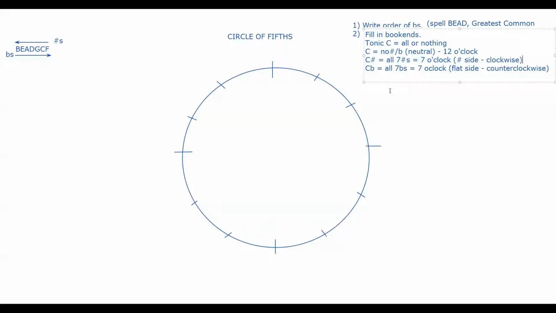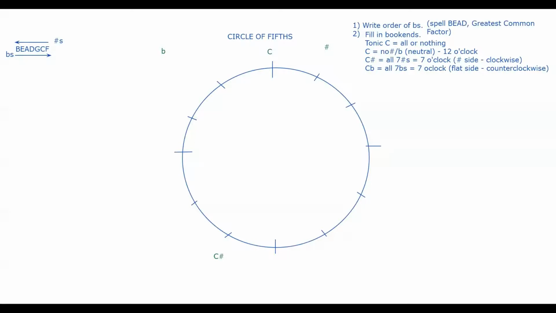All right, so let's go ahead and fill that in now. C is the most neutral. It goes on the top, and I'm going to do this. C sharp has all the sharps, so I'm going to go, this is the sharp side, this is the flat side. I'm going to go on the sharp side and go 7 o'clock. 1, 2, 3, 4, 5, 6, 7 o'clock. C sharp sits at the 7 o'clock hour. Since it's at 7 o'clock, that's going to help me memorize that C sharp has all 7 sharps. C flat, 7 o'clock, going counterclockwise on the flat side.